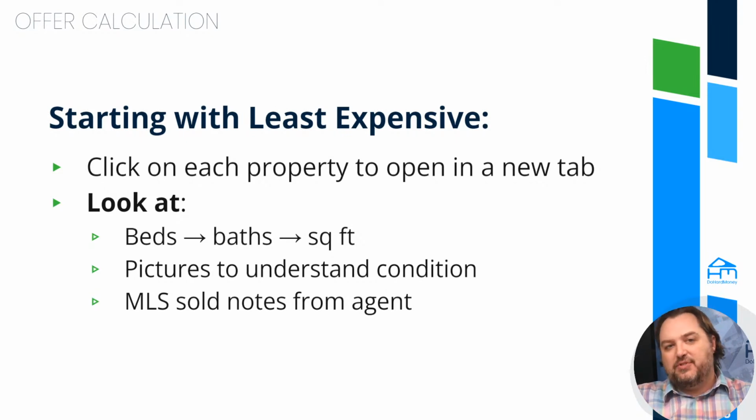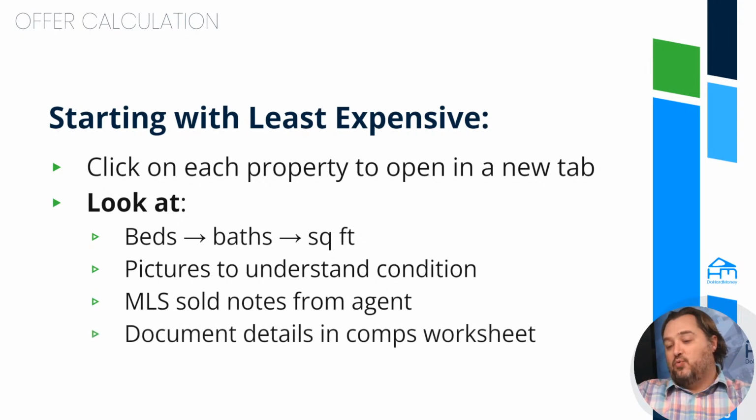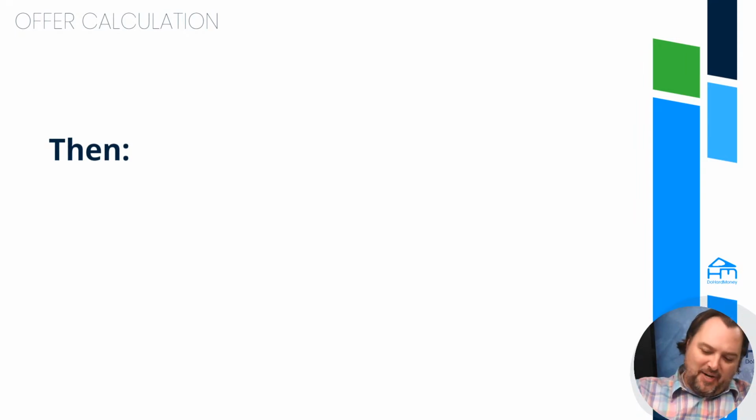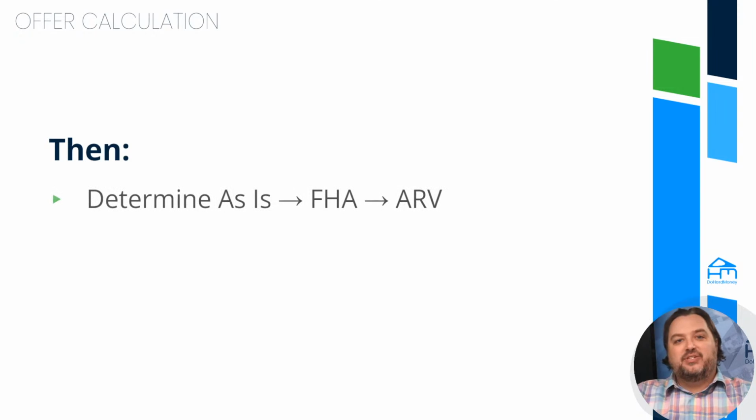But when I see that type of stuff, then I'm like, okay, this property's in really good shape. I use the pictures, I use the notes, and I do the best that I can. Then I document all of that in what's called a comps worksheet. So I make a determination as to which comps make the most sense. But then I do the same thing because I want to determine the as-is value, the FHA value, and the ARV value. What's the property worth the way it sits right now?